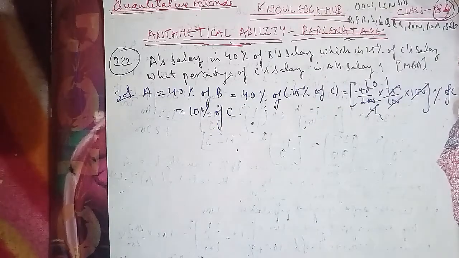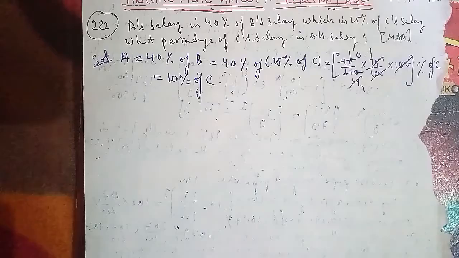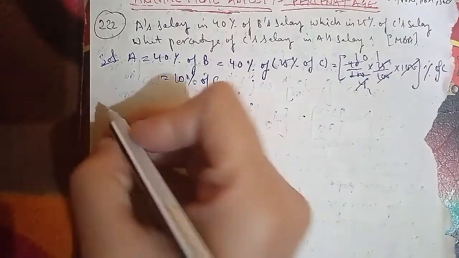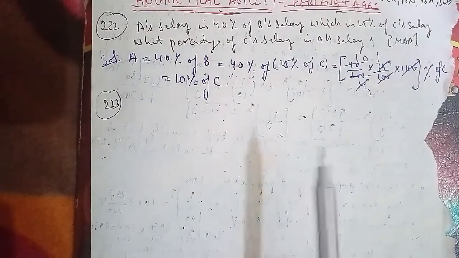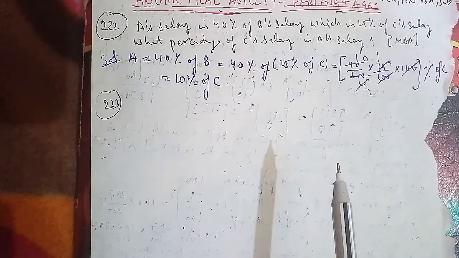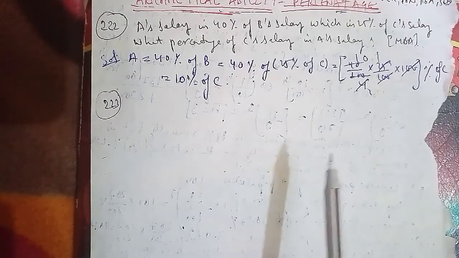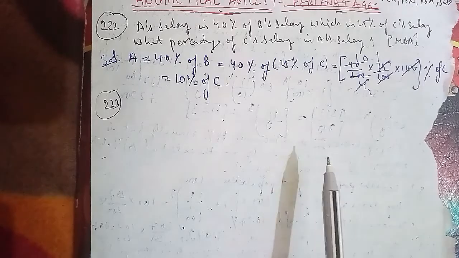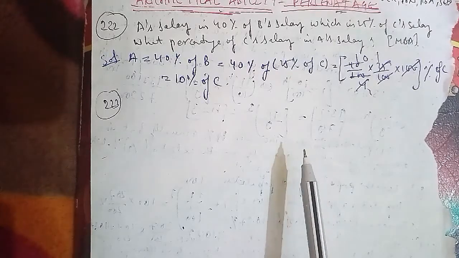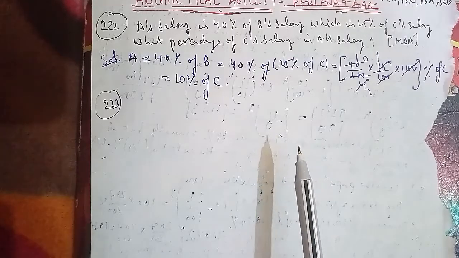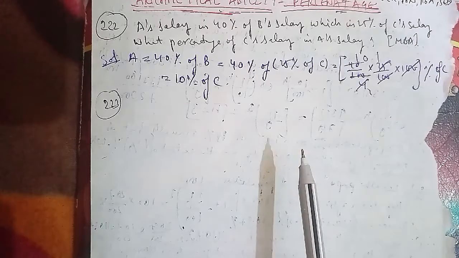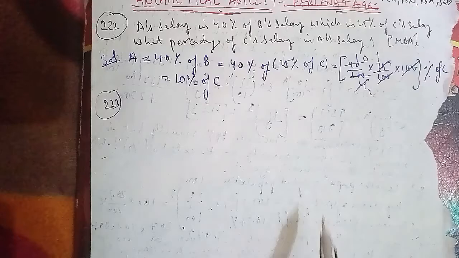Now we go ahead further with another question, the 223rd question of the session. Here we have that 5% of income of A is equal to 15% of income of B, and 10% of income of B is equal to 20% of income of C. If C's income is rupees 2000, then the total income of A, B and C is, the options we have are 6,000, 14,000, 18,000, 20,000.